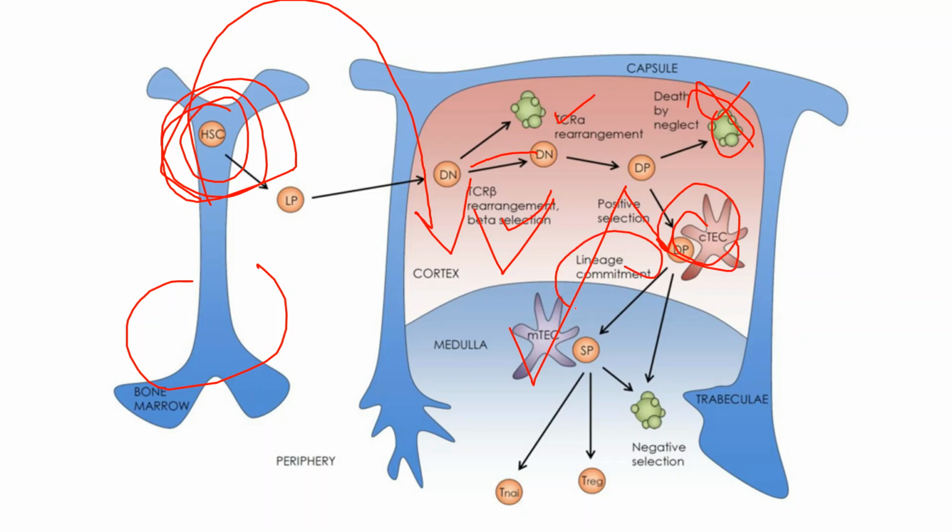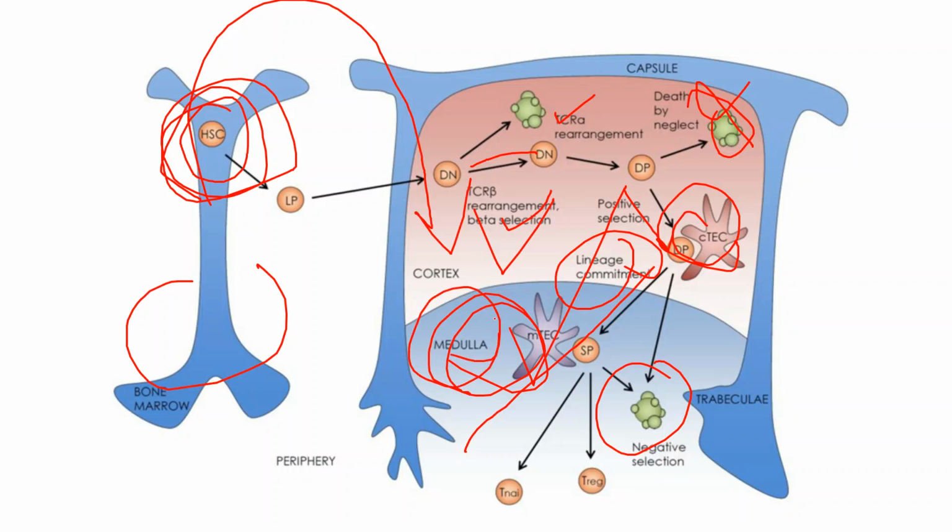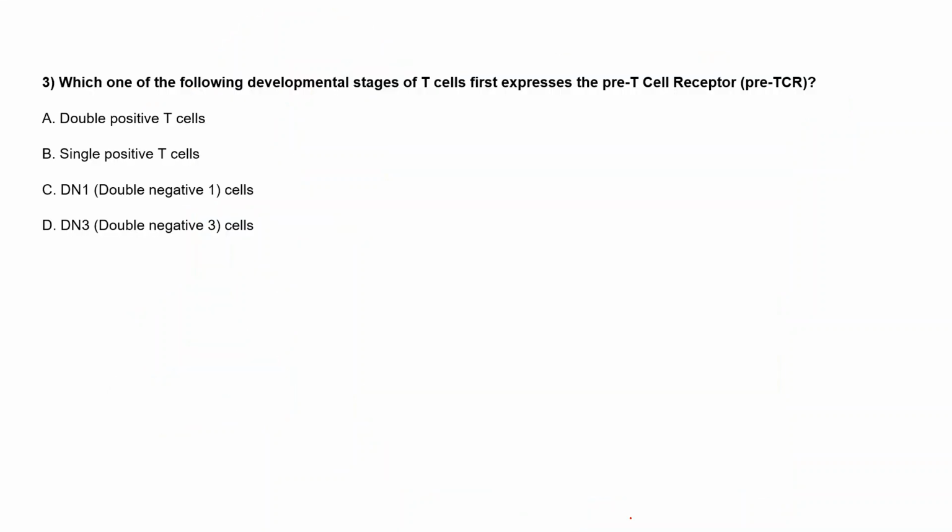After that, lineage commitment will happen, whether they go for T helper cells, T suppressor cells or T regulatory cells. That will happen once they pass negative selection. Then we call them mature T cells, and this happens inside the medulla only. So in this way, the T cell process happens inside the cortex and medulla, and their selection happens. Then the fate is determined, whether they become T helper, T regulatory or T cytotoxic cells, once they clear the positive and negative selections.